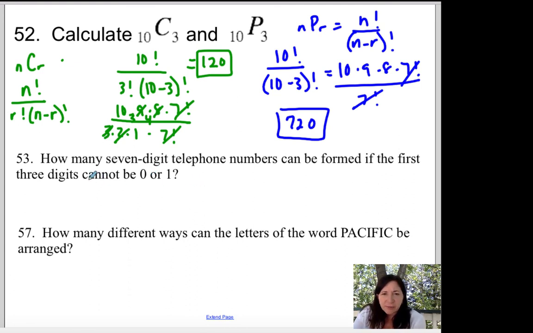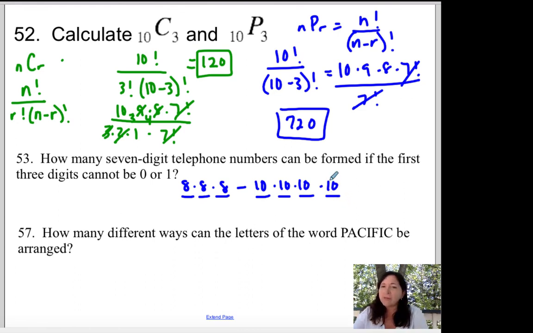How many 7-digit phone numbers can be formed? So we have 1, 2, 3, dash, 1, 2, 3, 4. The first 3 digits cannot be 0 or 1, so out of the 10 digits, these have to be 8. So 8 times 8 times 8, and the last ones would be just 10. Now, I personally know that this is actually going to be 9,999 because phone numbers cannot have 4 zeros at the end. But anyway, 8 times 8 times 8 times 10 to the 4th power.